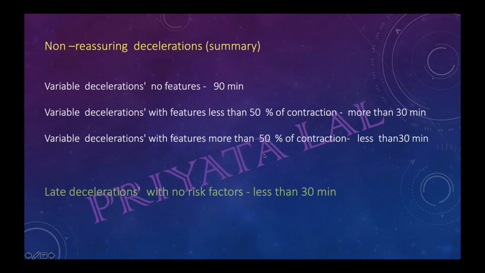See, if it is two contractions and two decelerations, that will be 100%. So it will come as more than 50%. Yeah, more than 50. I mean, if it is exactly 50%, exactly 50% like that, then how can we say? Okay.